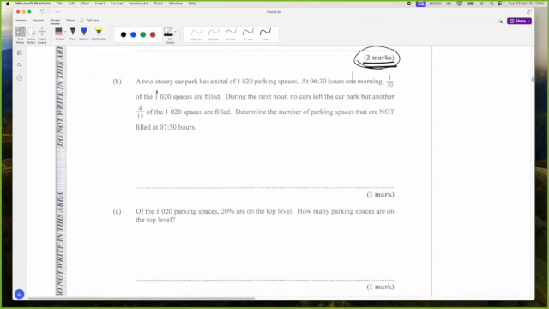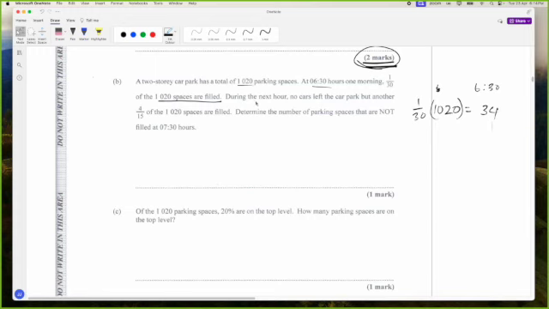Any questions, please stop me if you have any questions. A 2-story car park has a total of 1020 parking spaces. So I'll put my total on the side. Observe how I read a question. I just read it in pieces. At 6:30 one morning, 1/30th of the parking spaces were filled. So at 6:30, 1/30th, and thankfully it's a calculator thing. So 1 over 30 multiplied by that is 34. So we have 34 parking spaces there.